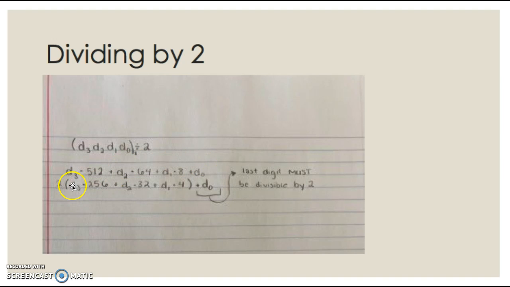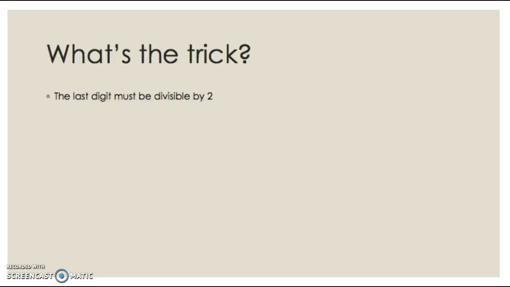So now we're going to take a 2 out of all of these parts because we're dividing by 2. What you have left over is D3 times 256 plus D2 times 32 plus D1 times 4. And left over we have D0, which is the last digit, or you could also say the first digit, depending on how you're reading the number. So the trick here is that this last digit has to be divisible by 2, because we know that all of the other digits are divisible by 2. We just proved that.